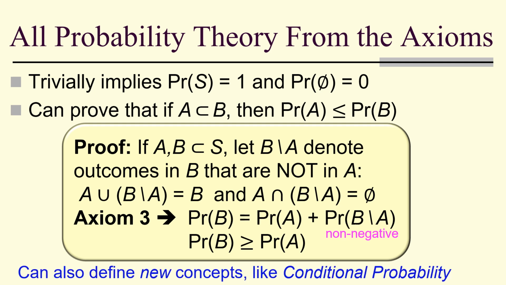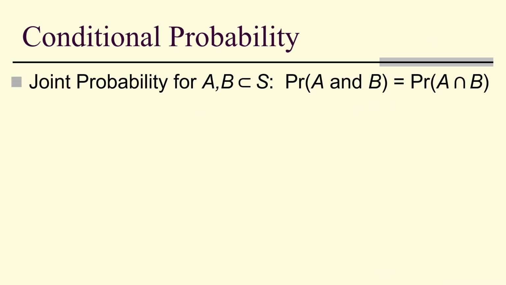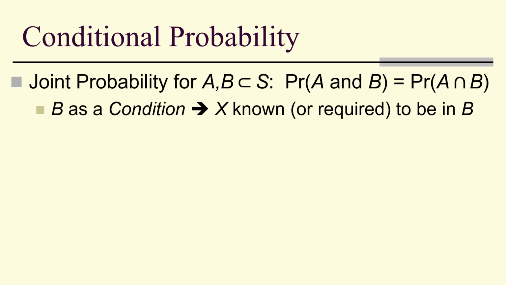We can also define new concepts like conditional probability. So let's first remind ourselves of joint probability. If we have X associated with the sample space S, then a set B is a condition if X is known or required or constrained to be in B.